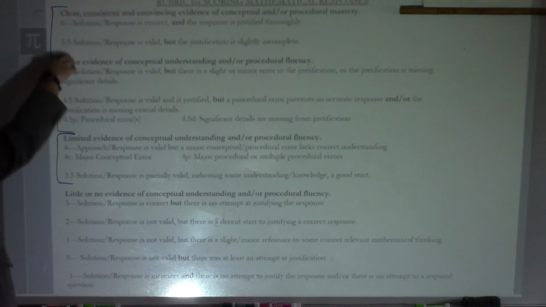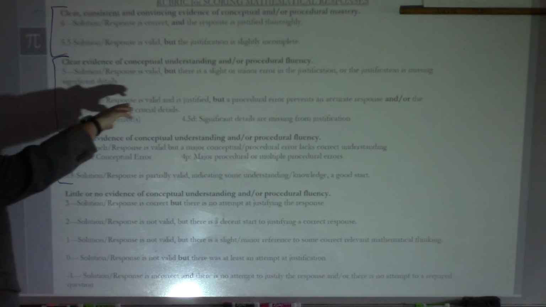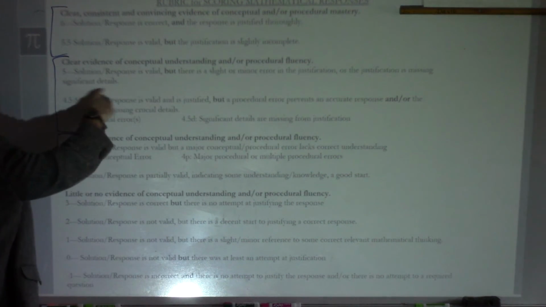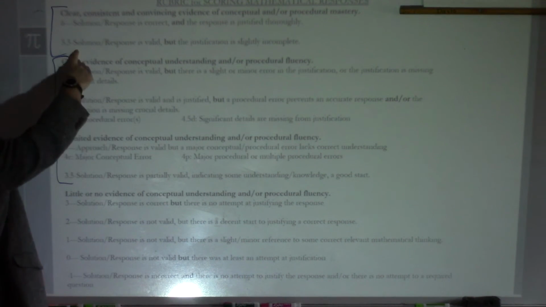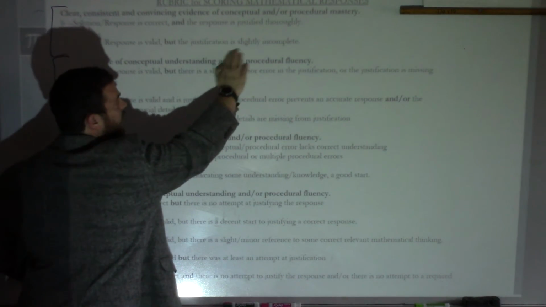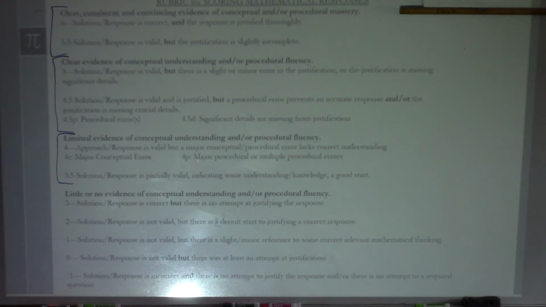Do notice that to earn higher scores, the 5, 5.5, 6, which you really want to shoot for, there's a slight or minor error in the justification, or the justification is missing significant details. Whereas a 5.5, your response is valid, but your justification is just slightly incomplete. And a 6 is you crushed it.